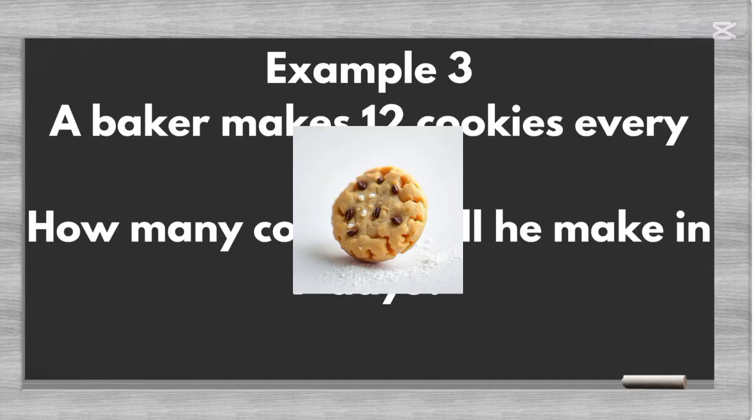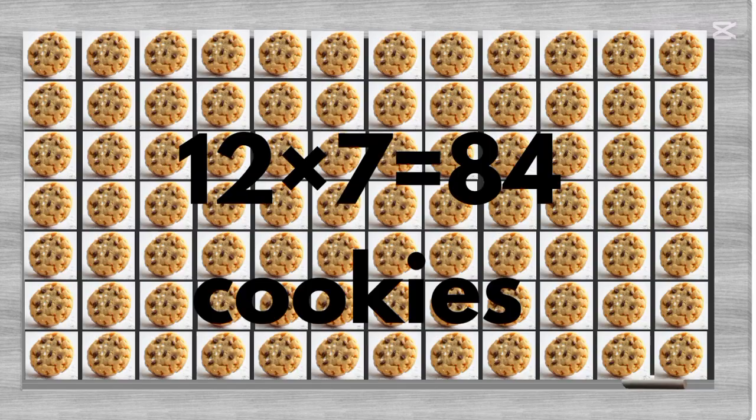Example 3. A baker makes 12 cookies every day. How many cookies will he make in 7 days? 12 times 7 equals 84 cookies.